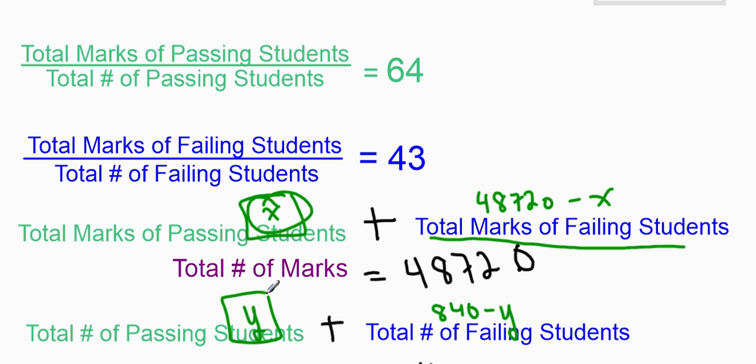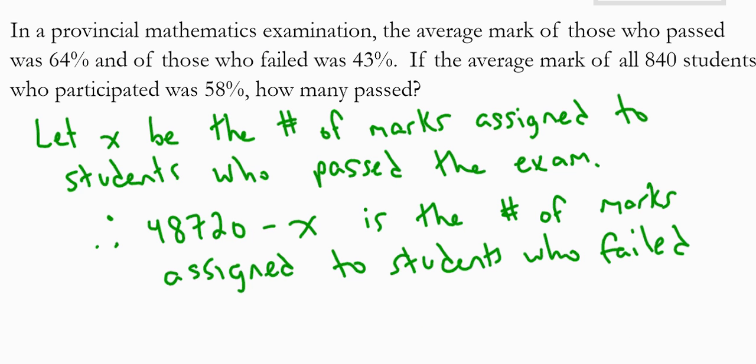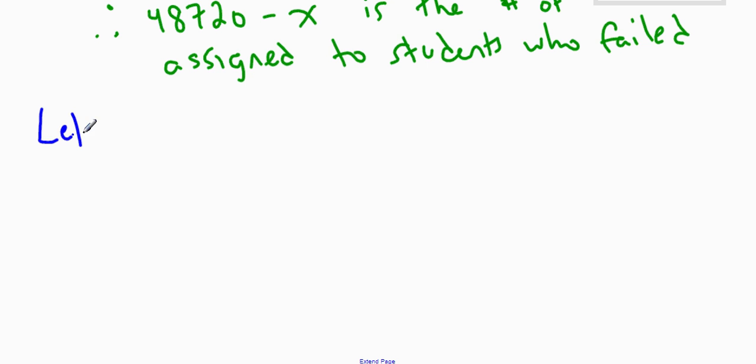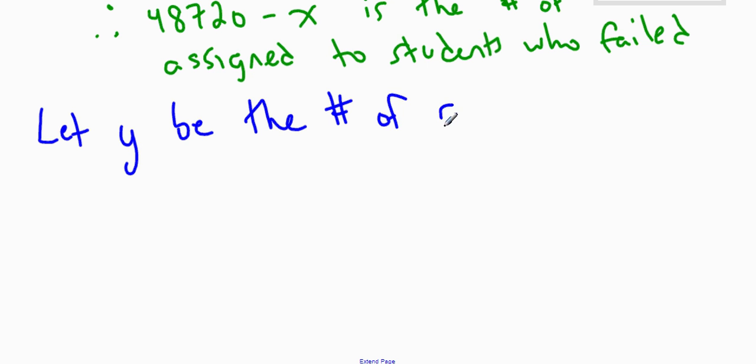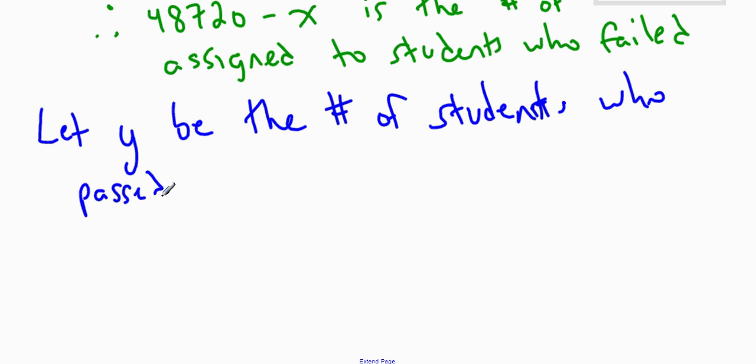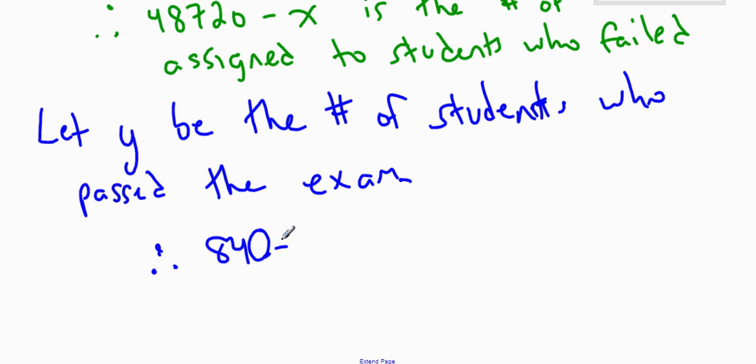So similarly, we're going to define y. So let me pull blue. We're going to let y be the number of students who passed the exam. And therefore, this many students failed.